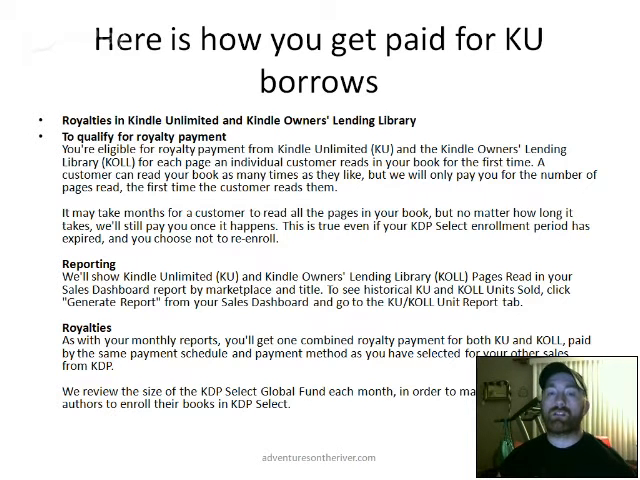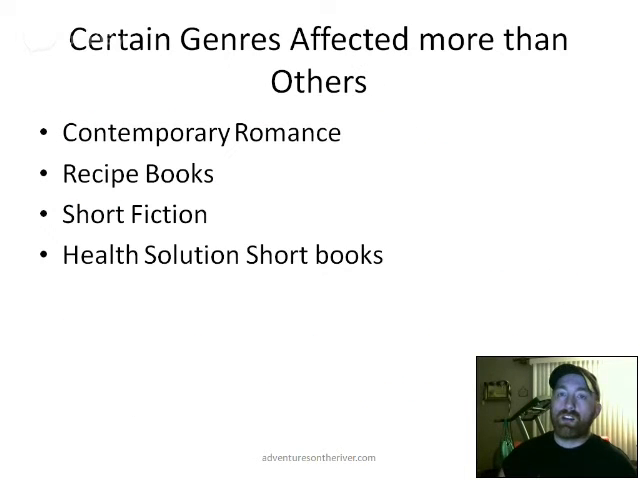Certain categories tend to get hit harder with the Kindle Unlimited program. Okay, here's some of the categories that I found to get hit harder. Okay, contemporary romance, recipe books, short fiction, health solution, short books. Like if I wrote a book like 15 ways to get rid of your flabby arms, right? Just a real short 25 to 30 page ebook that helps people get rid of their flabby arms, right? That's a book that gets hit hard by the KU borrowing program. Okay, so those are affected genres.